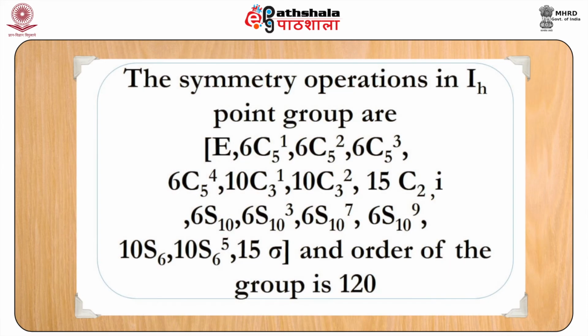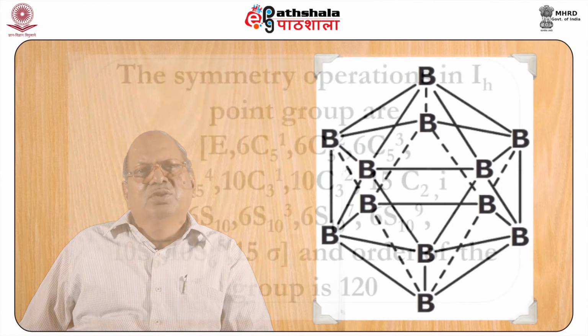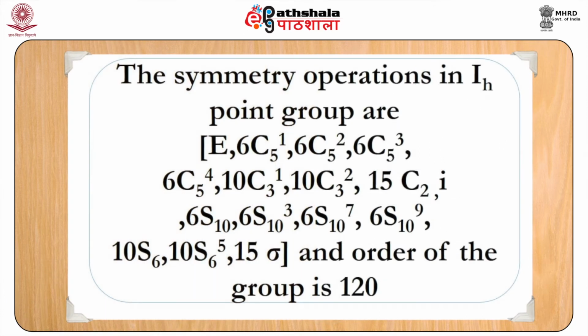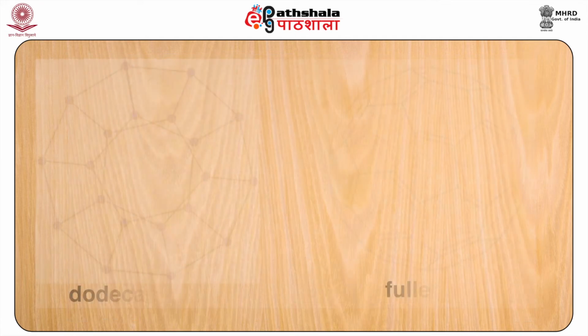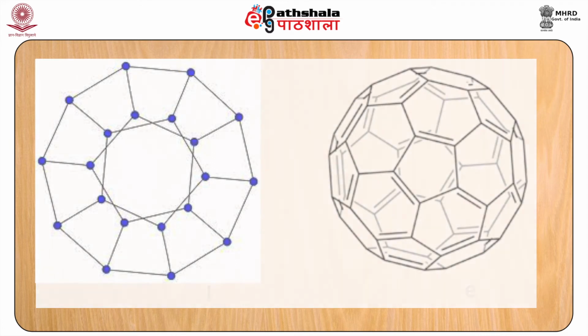Now, the icosahedral point group: this is a highly symmetrical group, and the molecules belonging to it are rare. Molecules with icosahedral geometry have 20 triangular faces, and dodecahedral molecules with 12 pentagonal faces belong to the icosahedral point group. The B12H12 2 negative ion is an example of a regular icosahedron as shown. The symmetry operations in icosahedral are given as shown. The order of the group is 120. Some more examples of icosahedral are dodecahedron and fullerene, which are given.